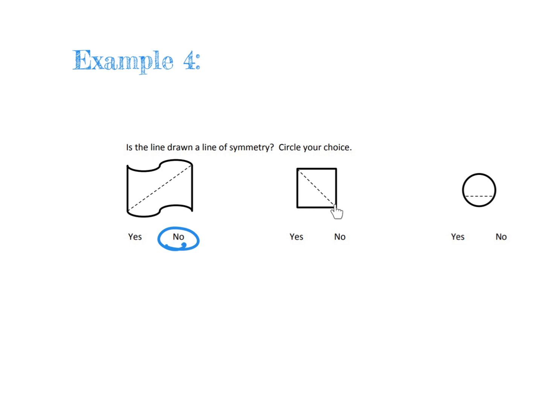For this one, all sides are equal, and this line goes through the diagonal as well. If this corner was folded to this corner, both of these sides would be equal. So we will circle yes for this one, as that is a line of symmetry.